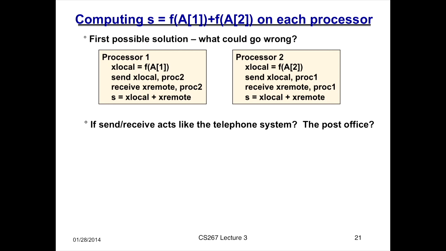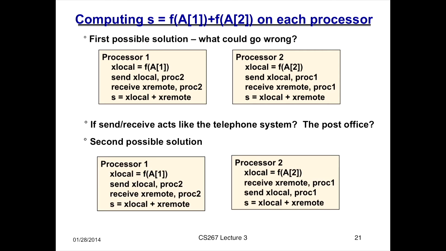So it turns out that both flavors of send and receive are in this standard library called MPI because they both have their uses. And so you just have to know the difference and call the right one. But let's ask if there's another way to do this, where even if it was like the telephone system, it would work. So here's another way you could imagine trying to do this.